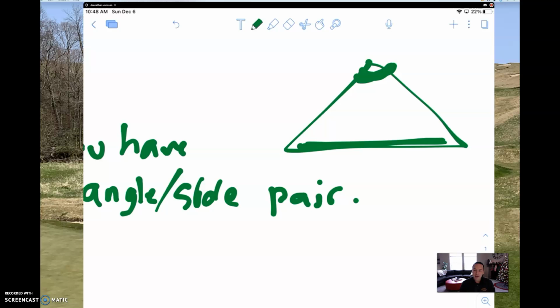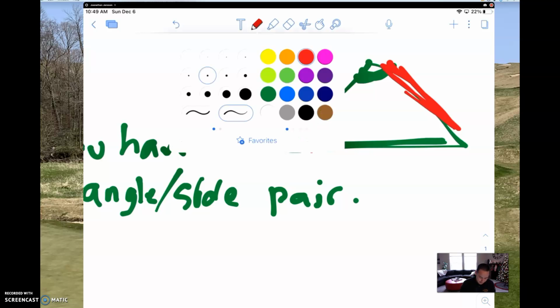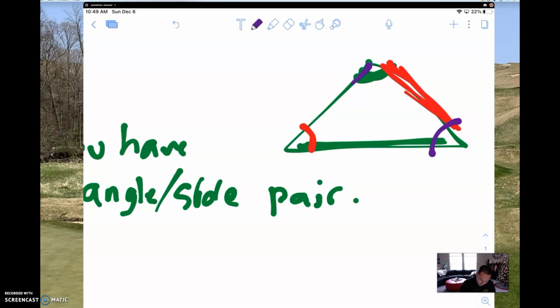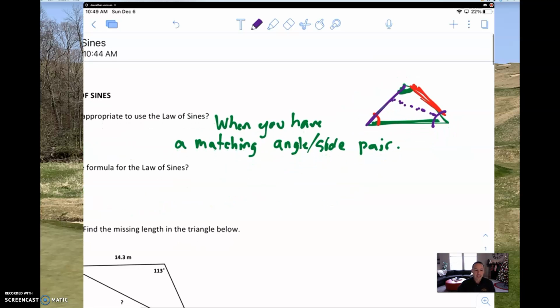If you have that pair, you can use that pair to find basically any other piece of information in the triangle. Let's say you were given this angle over here. Then you better have that pair. And then you can use that pair to find anything else in the triangle. And likewise, if you are given this angle and this side, the matching side, the one opposite of it, then you can use that to find any other piece of information. So as long as you have an angle with its matching side, the one opposite of it, then you can use the law of sines.